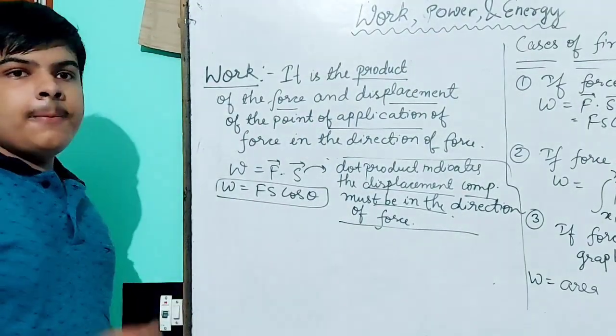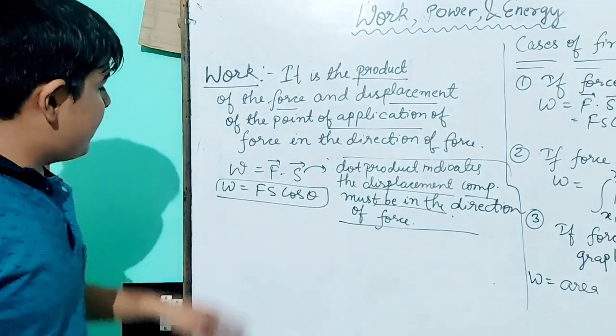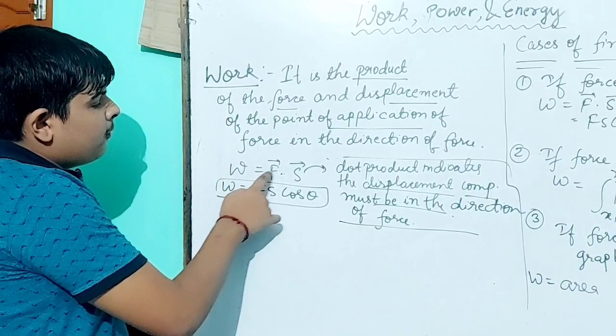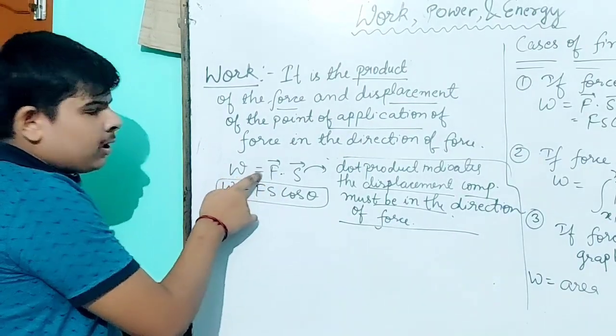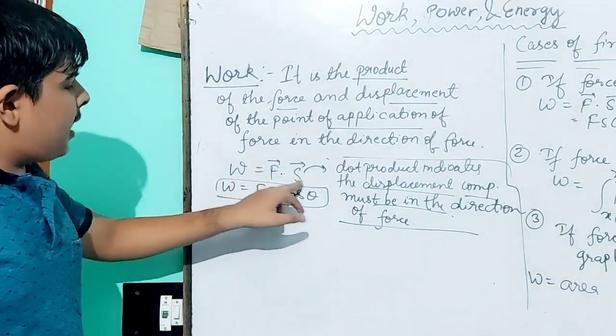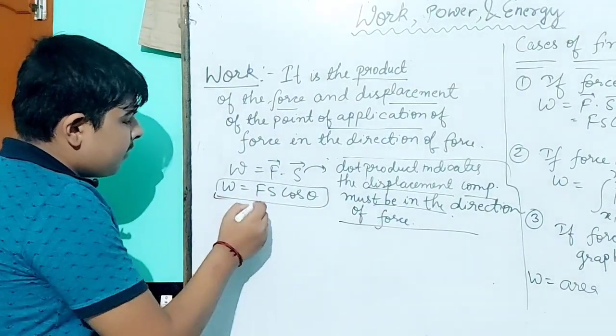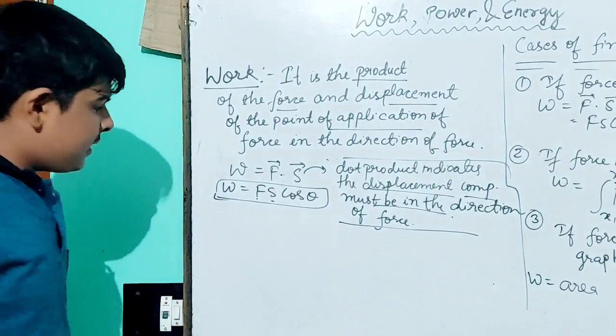You can see my vector series to understand this dot product. So work done is equal to force dot displacement, that is F vector dot S vector. So work is equal to F s cos theta. इसको समझते हैं डिटेल में.